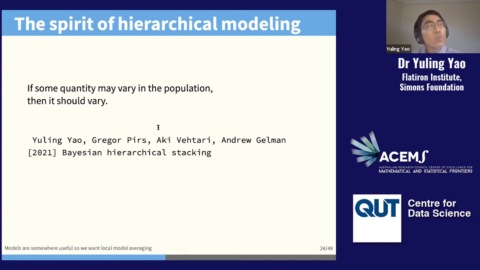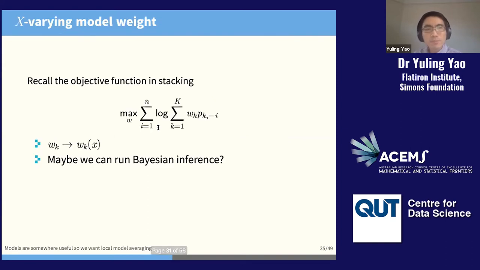The fundamental motivation is that if some quantity may vary in the population, then it should vary. And this time we want the model weights to vary in the population. So let's first recall the objective function in stacking. This is the log predictive density of the mixture of densities from K different models, so it's a log of a sum of K components. We want to do two things here. One is that instead of w_k, we want to change this into w_k(x). So instead of making inference on a simplex, we want to make inference on a function, actually K different functions, because w_k(x) is now a function.